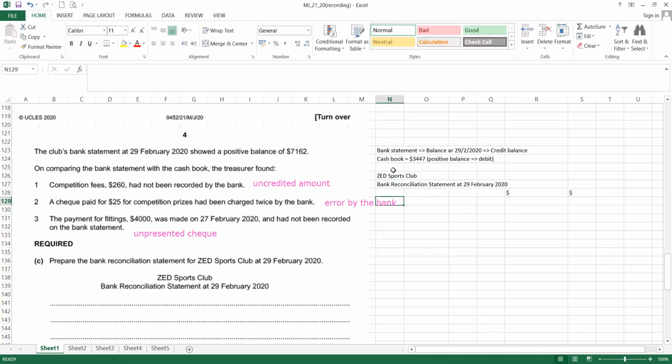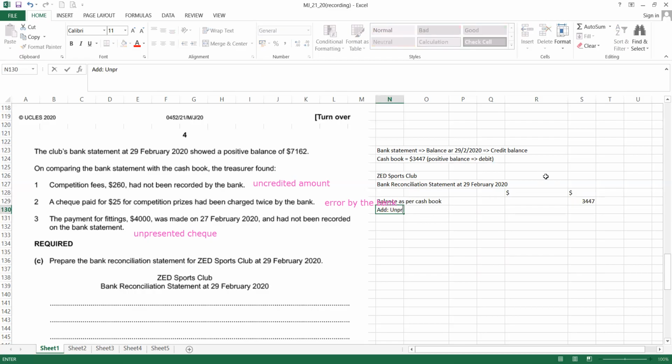Okay. I start with the cash book. Balance as per cash book, which is this amount, 3447. Because this is positive, I don't need to put debit, or if you want to put debit beside, that's fine also. When we see a positive number, that means it's a debit balance for the cash book. Take note of the formula.